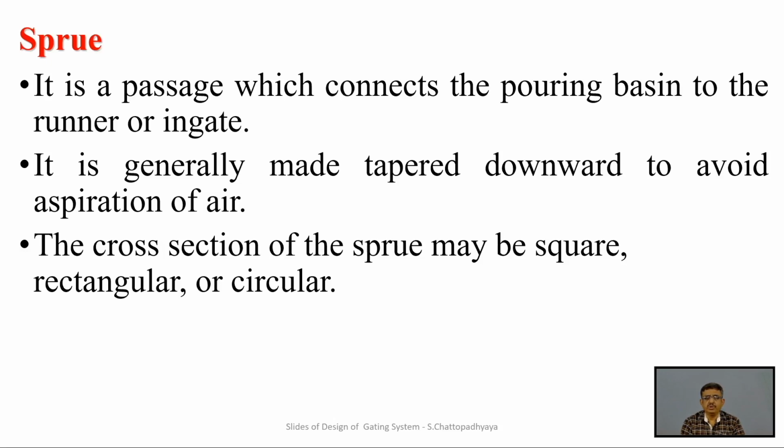We don't want the things at the sprue to solidify fast. The sprue should solidify last, because if it solidifies fast, it will restrict the flow of the molten metal. And in order to ensure that, according to Chvorinov's rule, we have to restrict the surface area. The surface area to volume ratio has to be favorable.